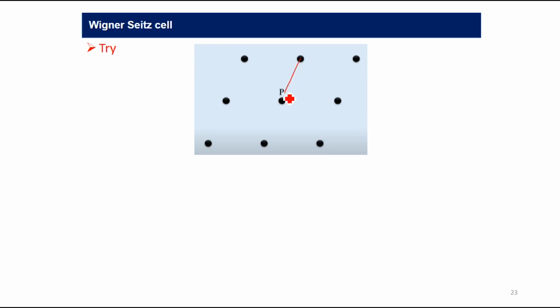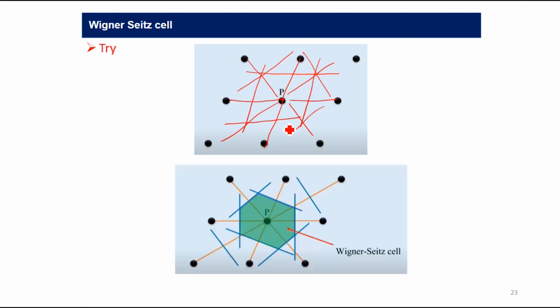So how we'll do this: this, this, this, and so on. Draw the perpendicular bisectors of these. Then obviously all these other things may also come, but their perpendicular bisectors will be redundant. Finally, it's not redundant in this case. Something like this will come, you see? You join all the perpendicular bisectors, and this is your Wigner-Seitz cell.